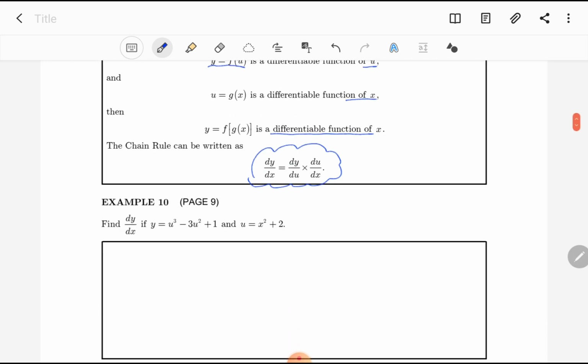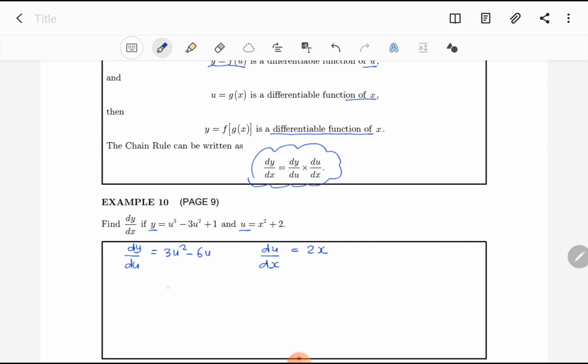Now, we go to example number 10 on page 9. Given y in terms of u and u in terms of x. To find dy/dx, first we need to find dy/du. dy/du equals 3u squared minus 6u, and du/dx equals 2x.